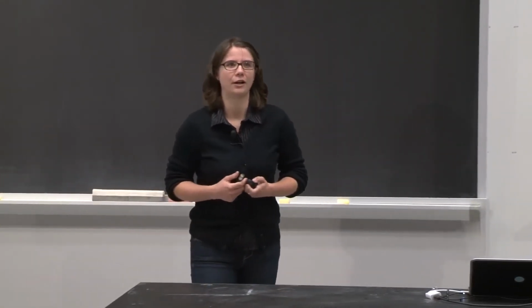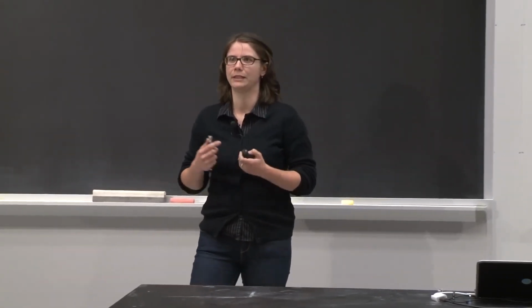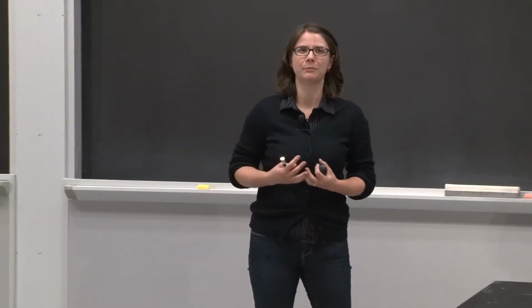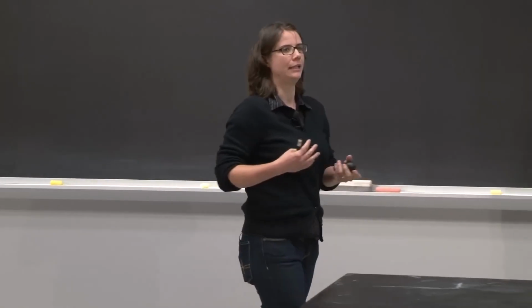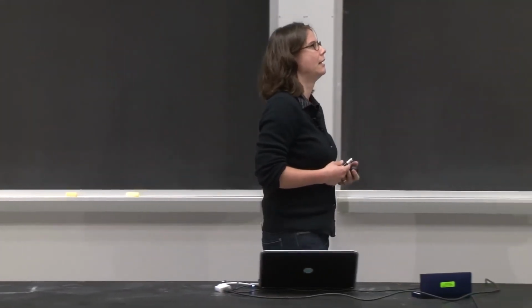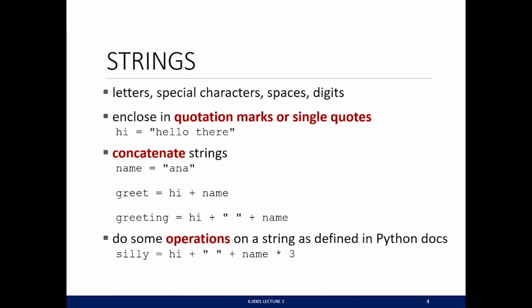So strings are a new object type. We've seen so far integers, which were whole numbers, floats, which were decimal numbers, and we've seen booleans, which were true and false. So strings are going to be sequences of characters. And these characters can be anything. They could be letters, digits, special characters, and also spaces. And you tell Python that you're talking about a string object by enclosing it in quotation marks.